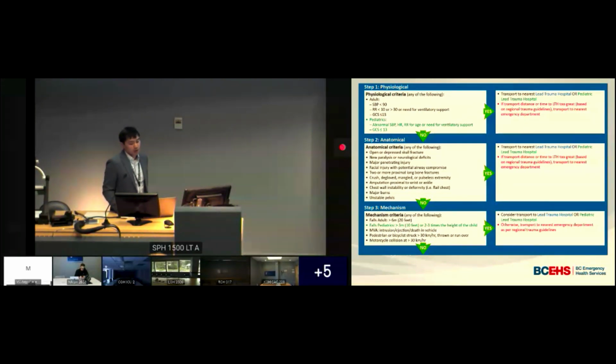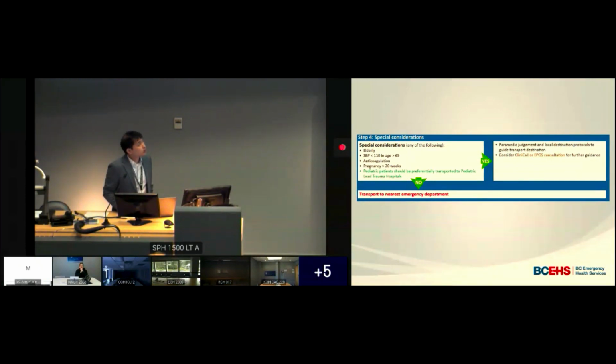So their regional trauma guidelines will dictate whether patients who meet major trauma criteria may still initially be transported to the closest emergency department. And that's because the distances or times to lead trauma hospitals are just too great. Okay, so just review the regional guidelines to see what is relevant for you in practice. Now, if there's any situation where you're uncertain of where the patient should go, just call. So contact clinical call, contact EPOS. They will give you advice in these situations.